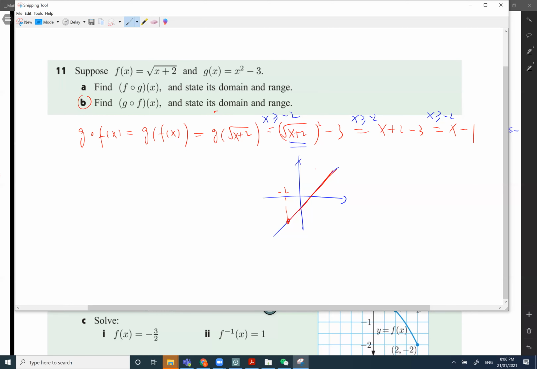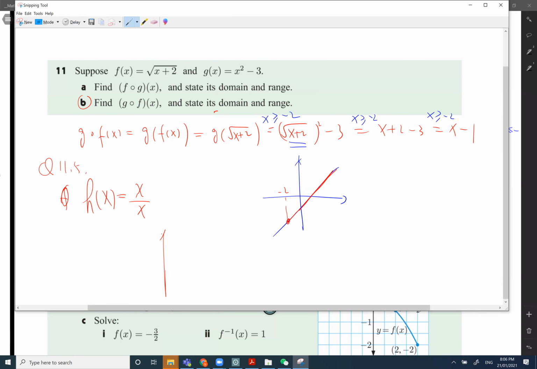Understand this one? We have an actual question. Question 11.5. I just designed a question. H of x equals x over x. How do you sketch the graph? H of x equals x over x. How do you sketch the graph?